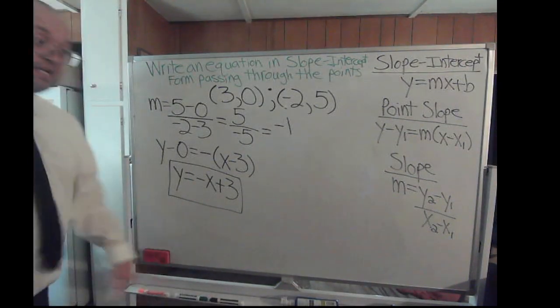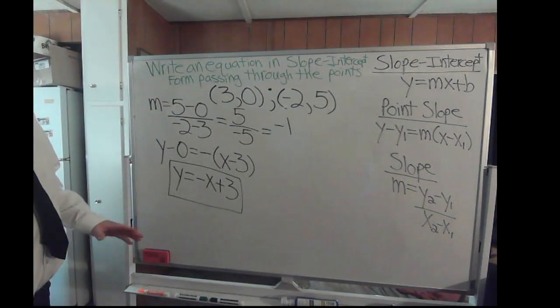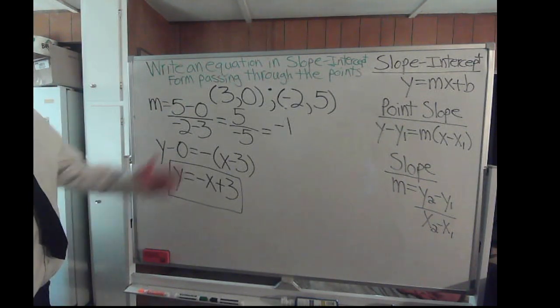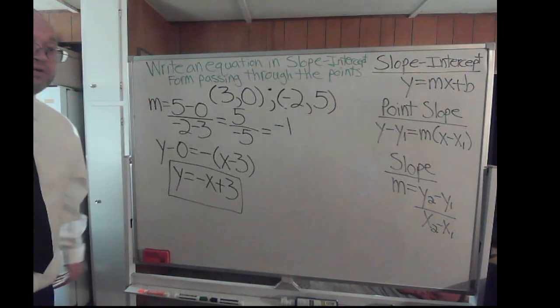And that's really all there is to it. If you're given 2 points, find the slope, and then just do as we did in yesterday's lesson. Pick a point, put it in point slope form, convert to slope-intercept, and you're done.